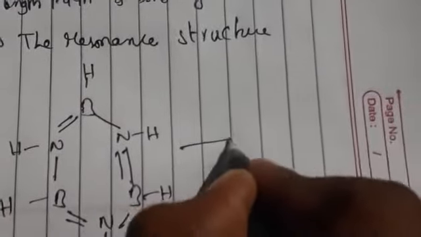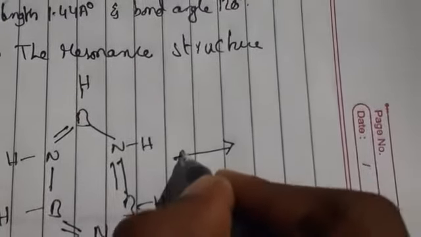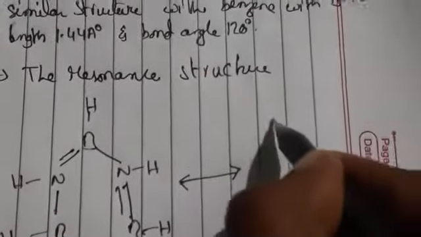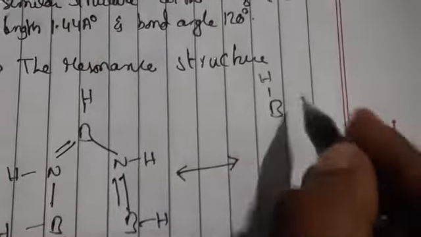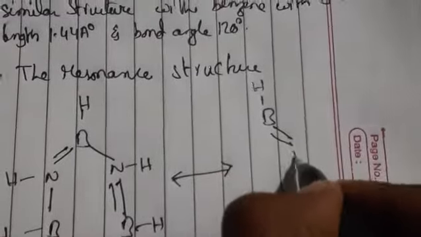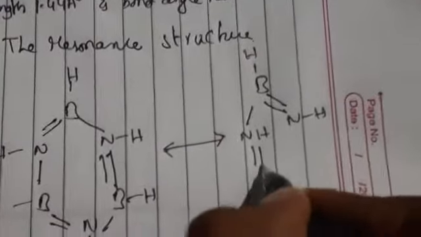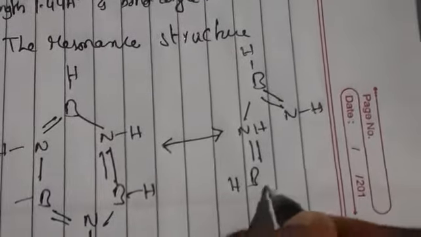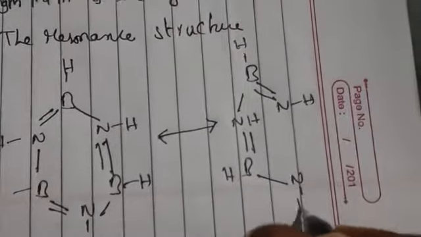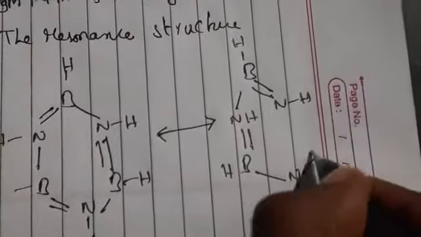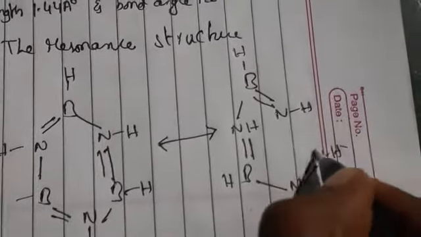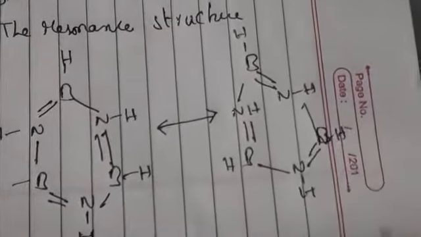So resonance structures are indicated by a double-headed arrow. So another structure we can write like this. When you turn the lone pair of electrons, you get like this: BH, NH, double bond, NH, sorry, BH. Okay, so this is the structure we are getting in Borazole, which is the resonance structure of this.